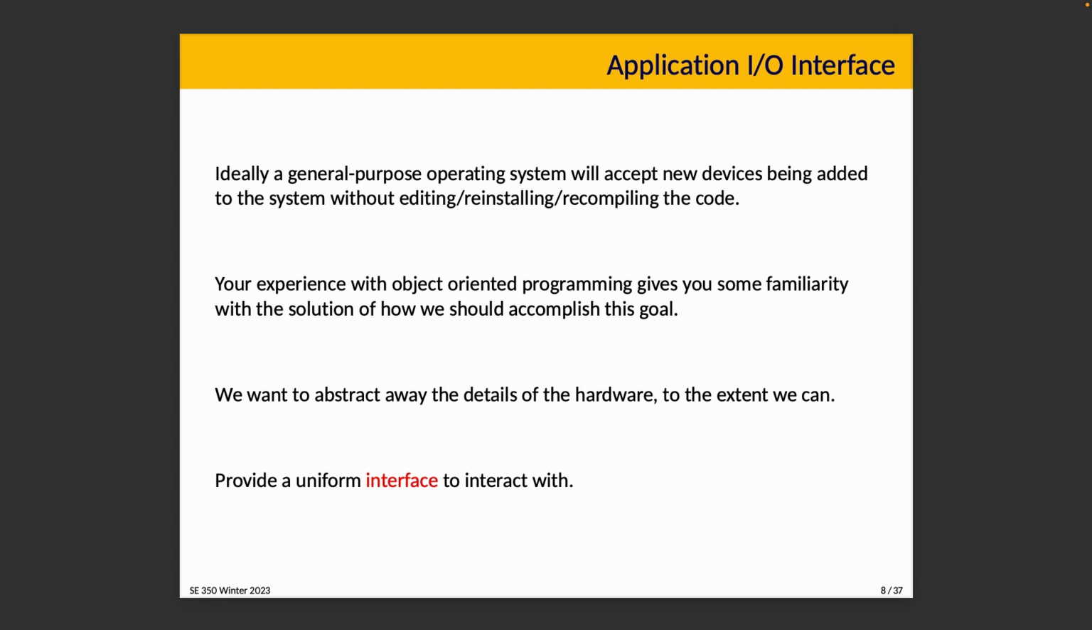So ideally, a general purpose operating system has the ability to accept new devices being added without needing to edit, reinstall, or recompile the code, right? And this wasn't always the case. It used to be you needed a new compiled version of the operating system anytime you wanted to support some new devices, but we're past that now, so that's good. And your experience with object-oriented programming gives some familiarity with the solution: we want to abstract away the details of the hardware and have a uniform interface for interacting with any hardware, whatever it is.